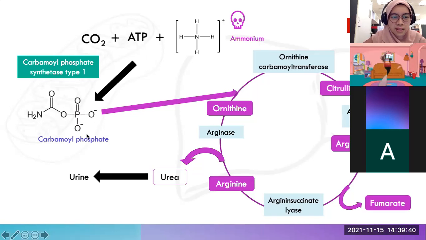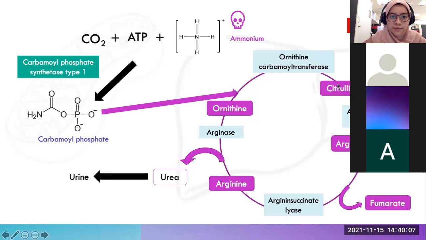This carbamyl phosphate will then enter the urea cycle. This is the urea cycle. How does carbamyl phosphate enter it? It will react or bind with ornithine, which is one type of amino acid. Carbamyl phosphate binds to ornithine and they are converted into citrulline. This reaction is aided by ornithine carbamyl transferase.